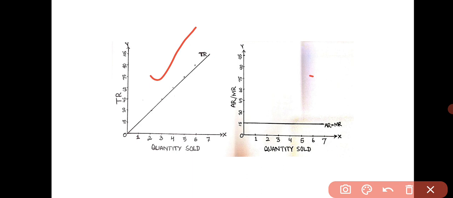And then in this second diagram, the average revenue and marginal revenue curve are given. We saw AR and MR is equal to 15 in this case. So this is the average revenue and marginal revenue curve, right? And so this is the position of average revenue, marginal revenue and total revenue curve in a perfect competition market.